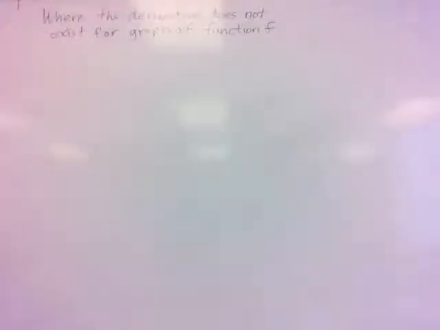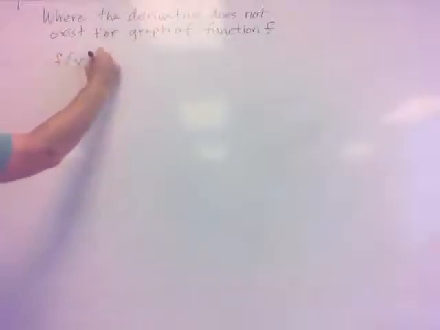Okay, we need to talk about a graph of a function f, and there are certain places you can identify on a function from its graph where the derivative does not exist. Here's the first one. Let's think about the function, the absolute value of x.